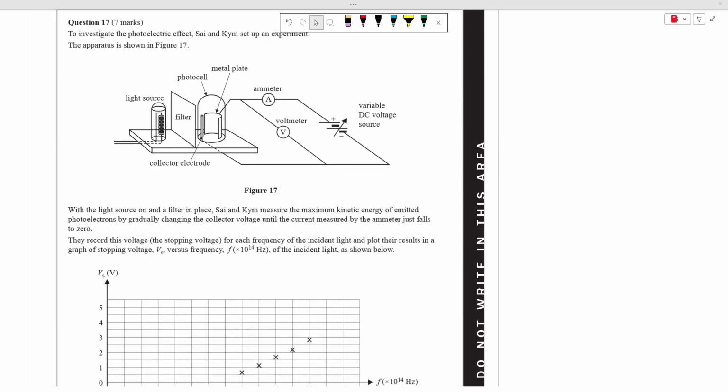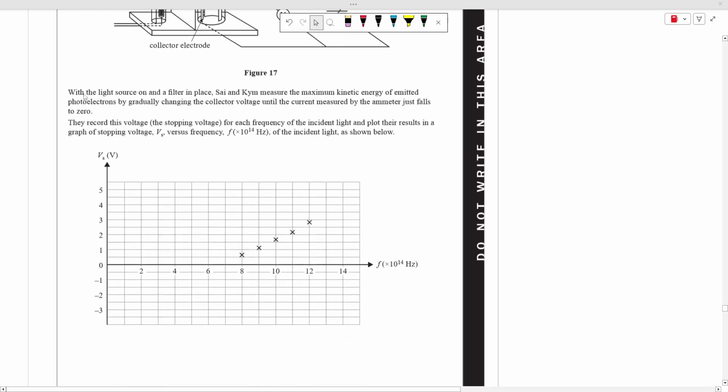Question 17. To investigate the photoelectric effect, Sai and Kim set up an experiment. The apparatus is shown here. Typical setup. With the light source on and a filter in place, Sai and Kim measure the maximum kinetic energy of emitted photoelectrons by gradually changing the collector voltage until the current measured by the ammeter just falls to 0. They record this voltage, the stopping voltage, so that's here, for each frequency of the incident light. So they change the frequency. They've got some results here, and plot their results in the graph of stopping voltage versus frequency. That's this.